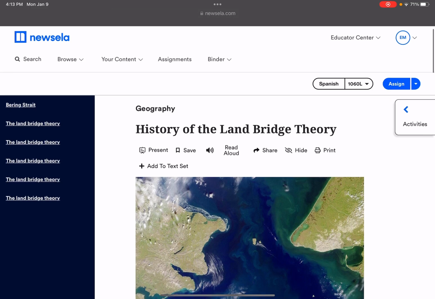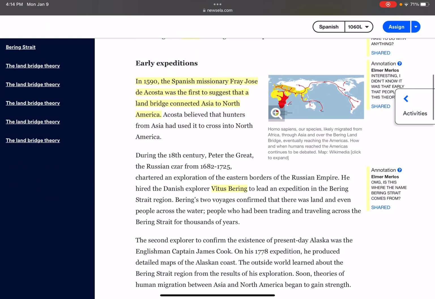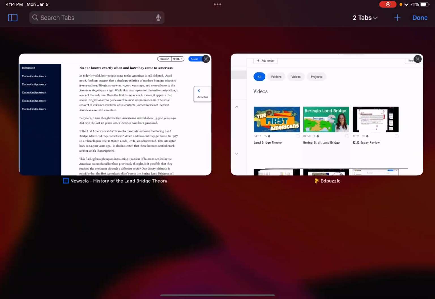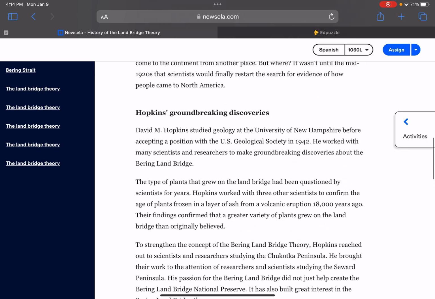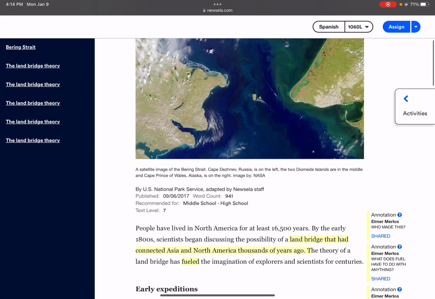If you go to level 1060, I've annotated part of it already for you. So just keep annotating the way you would annotate. I do want you to take the multiple choice quiz. If you don't get a 3 out of 4, please take it again.